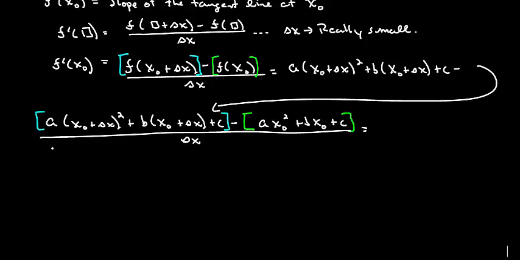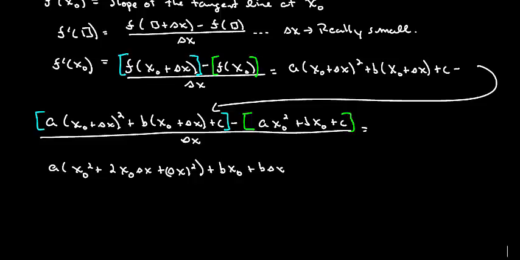So we'll go ahead and distribute this guy out. So it's going to be a times x naught squared plus 2 x naught delta x plus delta x squared, plus b x naught, actually I'm going to multiply that in. It doesn't really matter, but let's just do it anyway. b x naught plus b delta x plus c, minus a x naught squared plus b x naught plus c, but we're subtracting all those, right? So let's switch this to negative and that to negative. Okay, because we have to subtract out each piece.